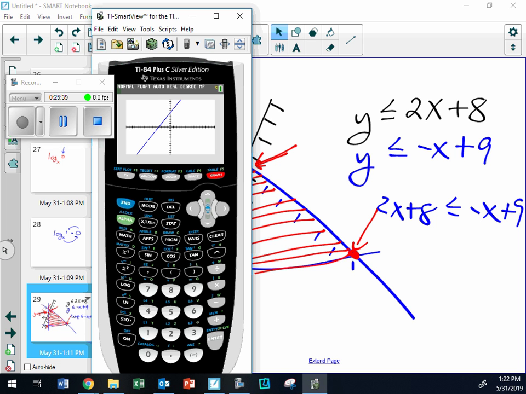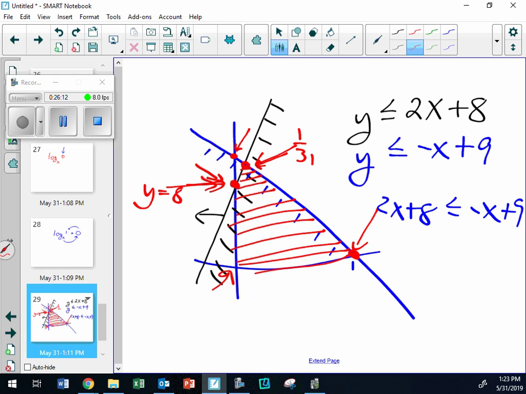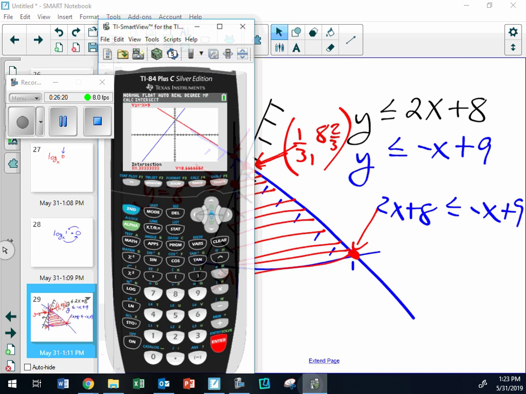Survey says yes. Second, calculate intersect. This is a good one to know. And it's one of the easy ones because as long as you only graph 2 lines, you can just go enter, enter, enter. And there's your answer. 0.3 repeating, 8.6 repeating. So final answer is yes, there's an intersection point of 1/3 and 8 2/3. 1/3, comma, 8 2/3. Any questions about that one?